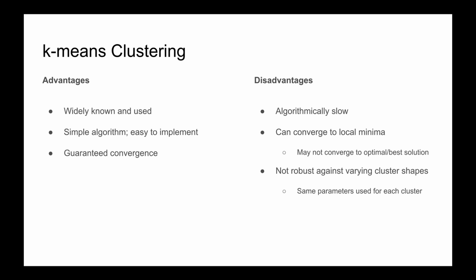Disadvantages of k-means: it's algorithmically pretty slow, if you know anything about big O notation. It takes a long time for it to converge. Another issue is that it might not converge to the best solution. It's guaranteed to converge, but it might not converge to the best solution. And it's not very robust against clusters that have various shapes. So for elongated clusters, for example, it might not perform so well. And we're actually going to see this when we look at some fake data. We'll see how well it performs against elongated data. The reason for this is because we're using the same parameters for each cluster.